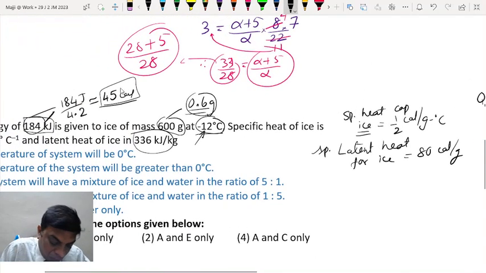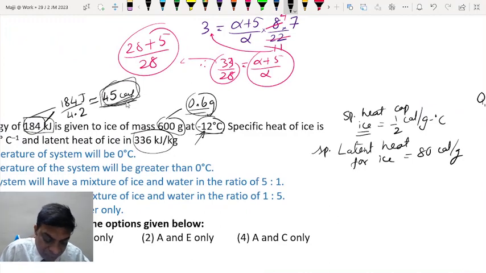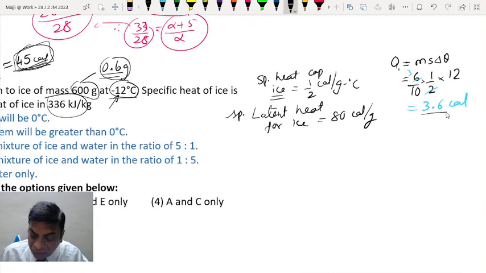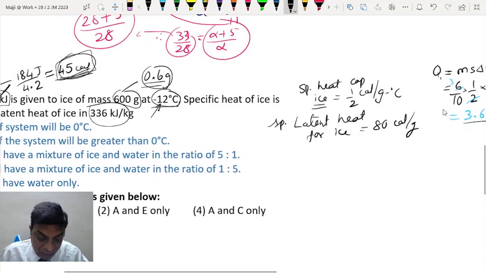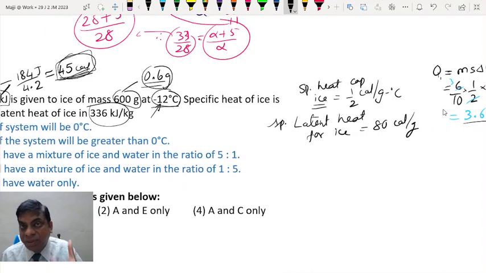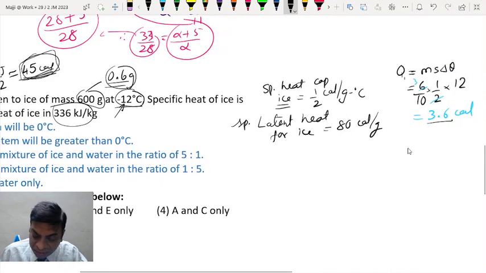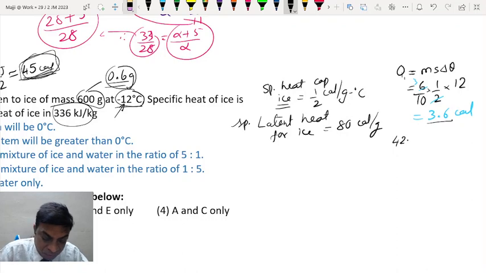Now, the amount of heat given is 45 calories. If it takes around 3.6 calories of heat, the temperature of ice will become 0 degrees Celsius. And 45 minus 3.6, around 41.4 calories of heat are still left approximately.